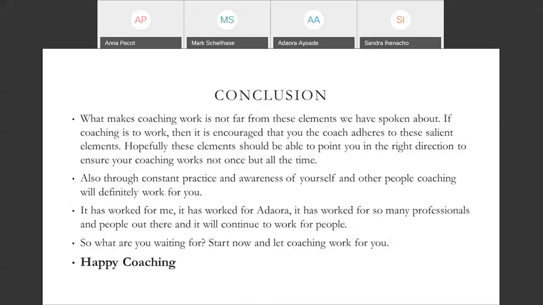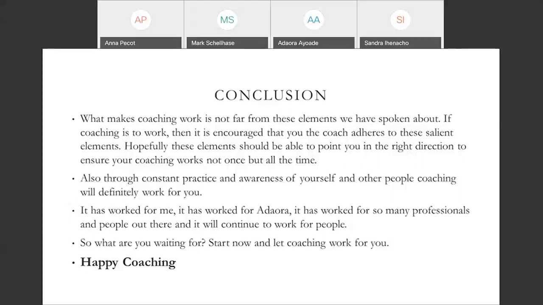Also, through constant practice and awareness of yourself. See, it starts with awareness of yourself, as the coach or the coachee, before awareness of other people. So through constant practice and awareness of yourself and other people, coaching will definitely work for you.